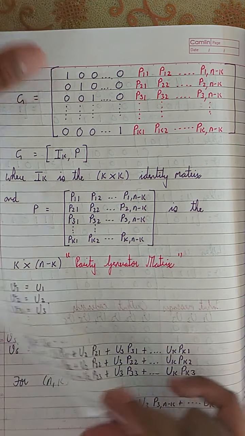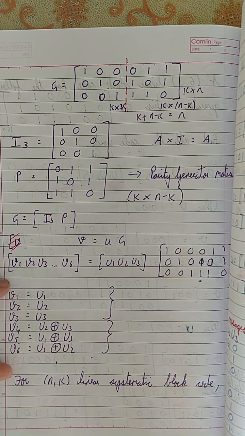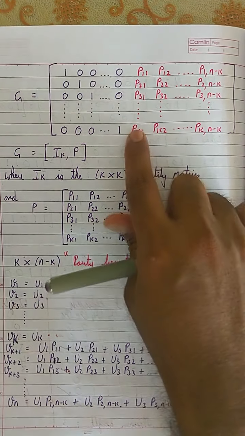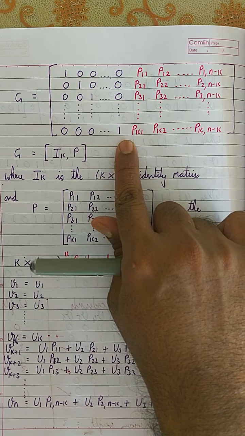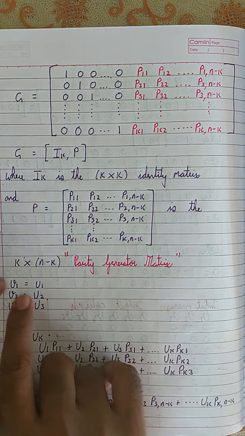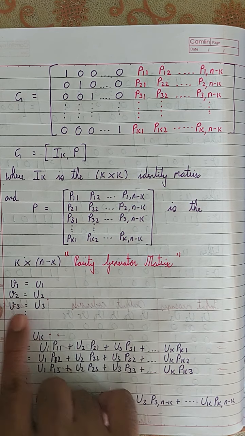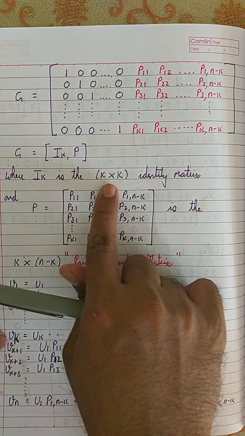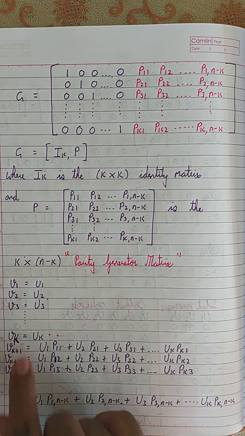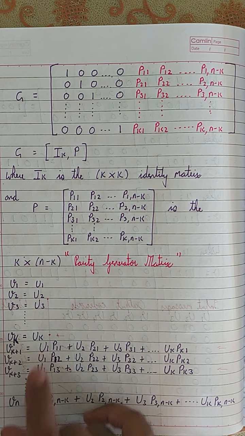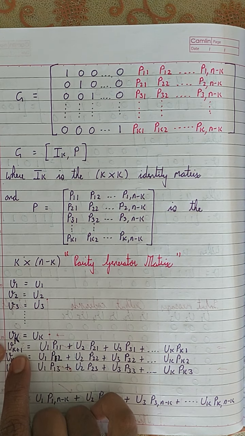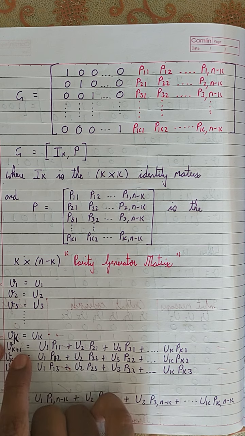Just like how I wrote the equations for V1, V2, V3, generalizing it, I can also express the equations. If the identity matrix dimension is k by k, then up to Vk the equation will be the same as your input message, which means V1 is equal to U1, V2 is equal to U2, V3 is equal to U3, up to Vk is equal to Uk. Now for the remaining bits after Vk, we multiply using the parity generator matrix, so we get V(k+1), which is the next output code bit.